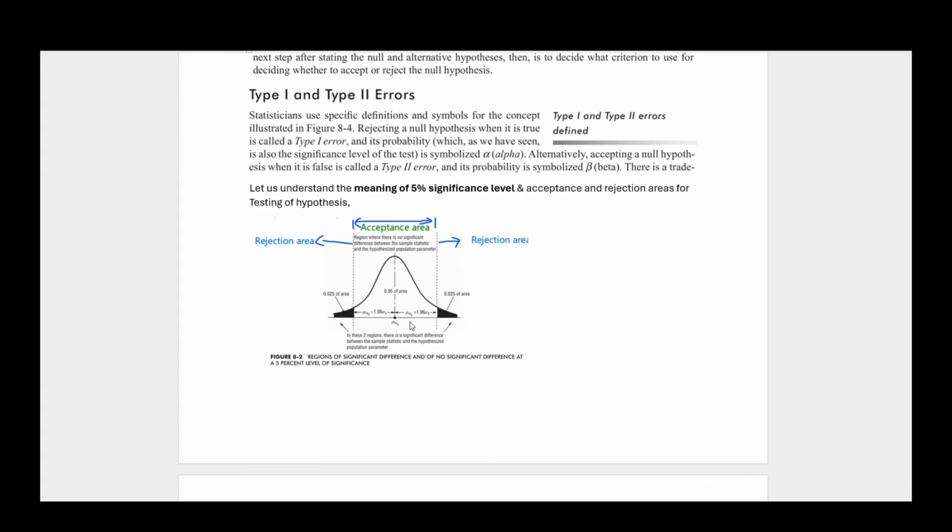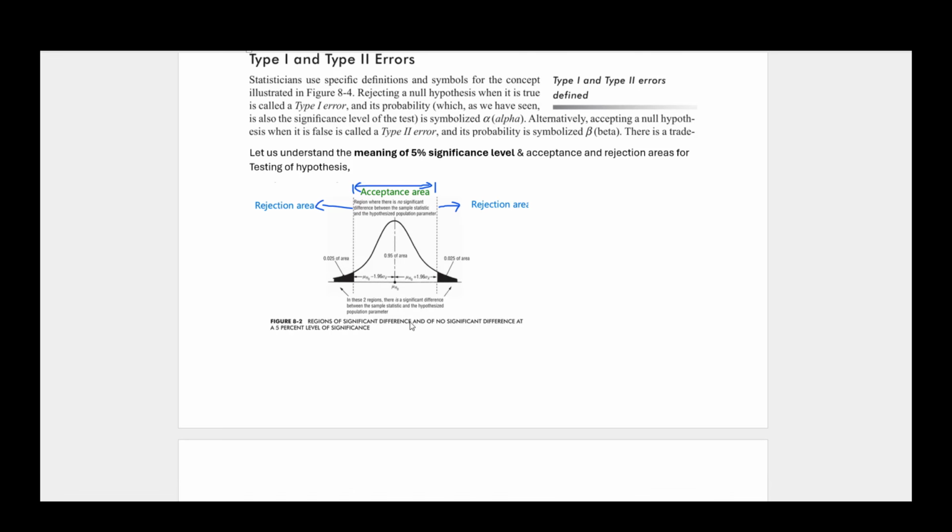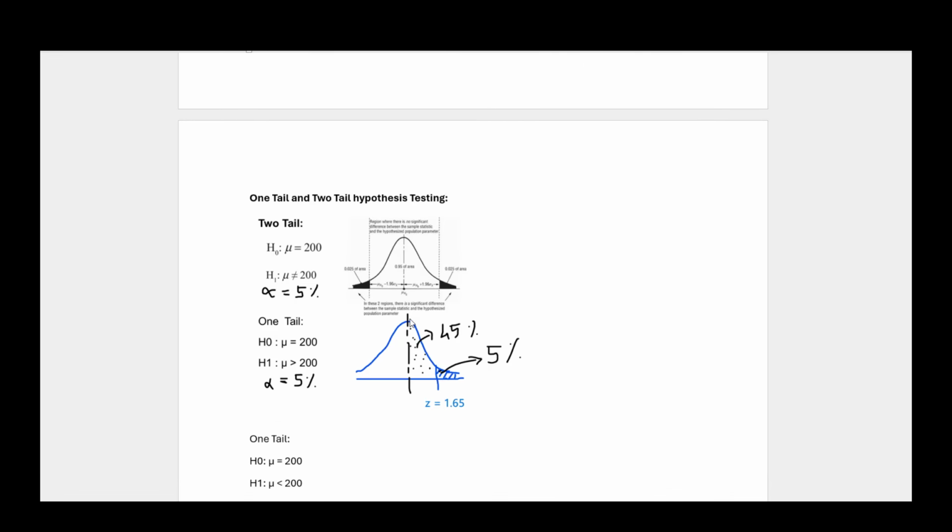Let us understand this in more depth by taking some examples. The first one is one tail and two tail hypothesis testing. The first diagram indicates two tails, because the rejection is on the left side as well as on the right side. Two tail is written like this: mu equal to 200 is your H naught, the null hypothesis, and mu not equal to 200 is your alternate hypothesis, and the significance level is 5%. So 0.025 and 0.025, or 2.5% and 2.5%, and the middle one is 95%. This is your two tails, because there are two rejection tails.